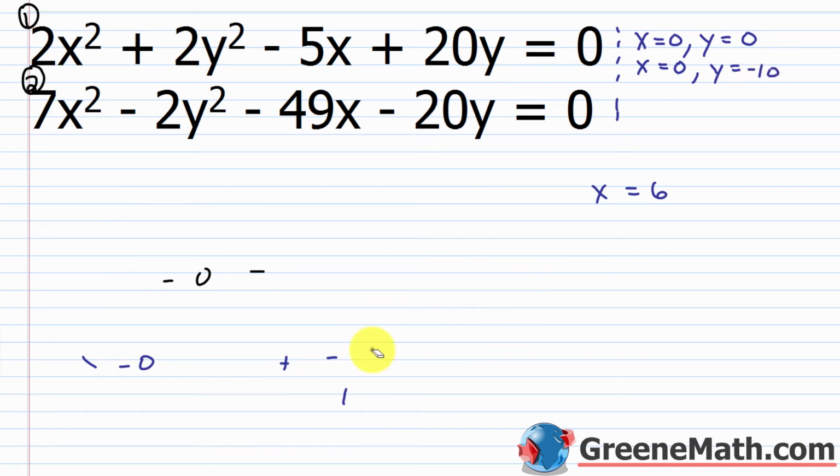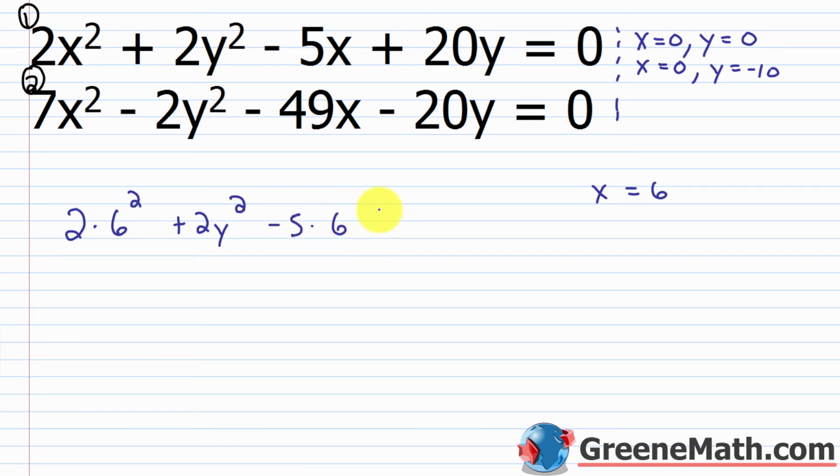Now let's see what happens when x equals 6. So if x equals 6, again, I'm just going to plug into equation 1. The numbers are a little smaller, so it's easier to work with. So we'd have 2 times 6 squared plus 2y squared minus 5 times 6 plus 20y equals 0. So 6 squared is 36. So 2 times 36 is 72 plus 2y squared. Negative 5 times 6 is negative 30. So minus 30, then plus 20y, and this equals 0.